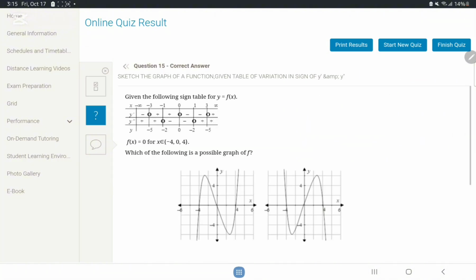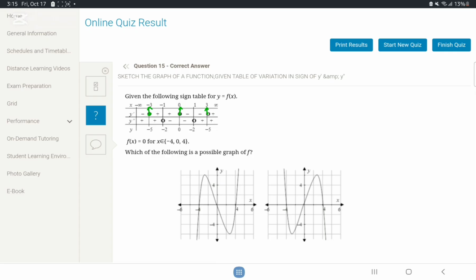For this question, they want us to know which graph it is. So we have 4 graphs. And basically, by looking above, these circles are the stationary points. So how many stationary points do we have? We have 3.